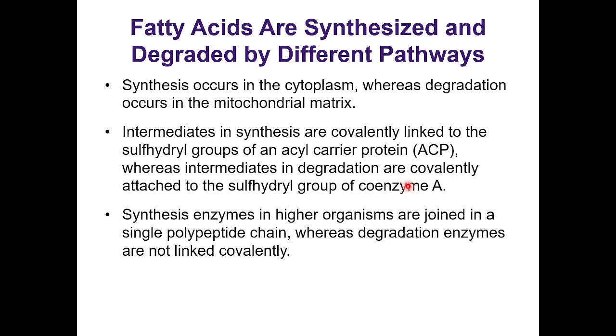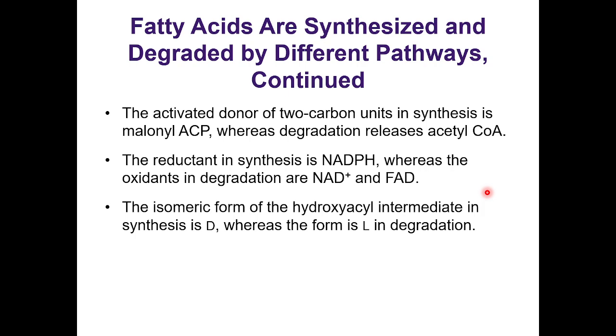So the synthesis is going to occur in your cytoplasm, whereas degradation is going to occur in the mitochondrial matrix. The intermediates in the synthesis are going to be covalently linked to the sulfhydryl group of an acyl carrier protein, or ACP, whereas the intermediates in the degradation are actually going to be covalently attached to the sulfhydryl group of the coenzyme A. The synthesis enzymes in higher organisms are going to be joined in a single polypeptide chain, whereas the degradation enzymes are not linked covalently.